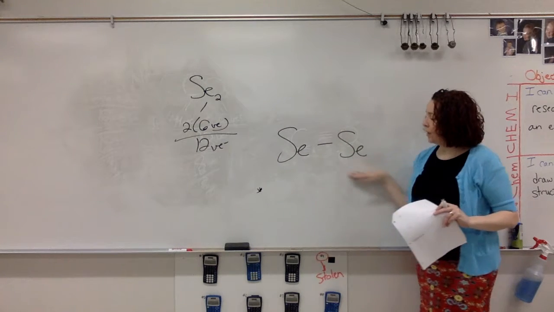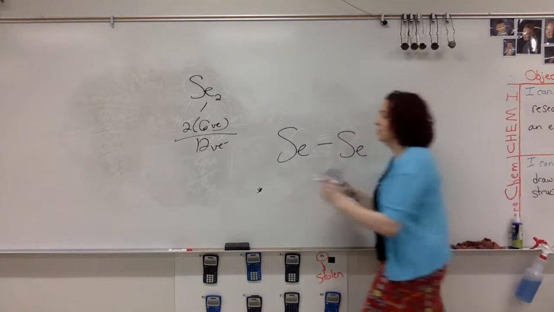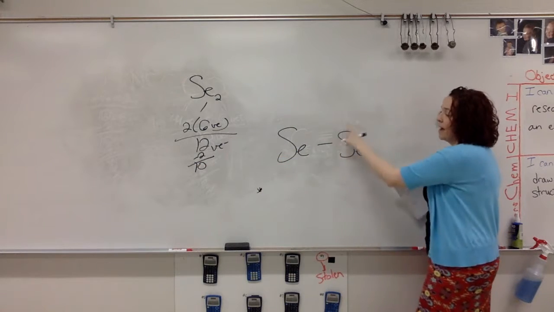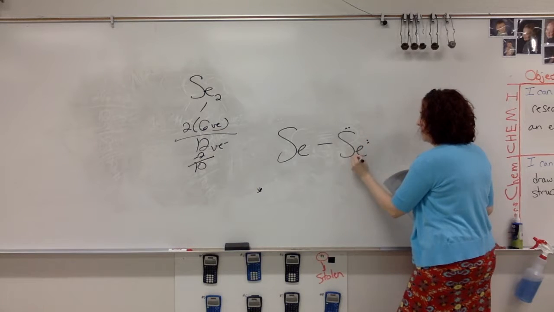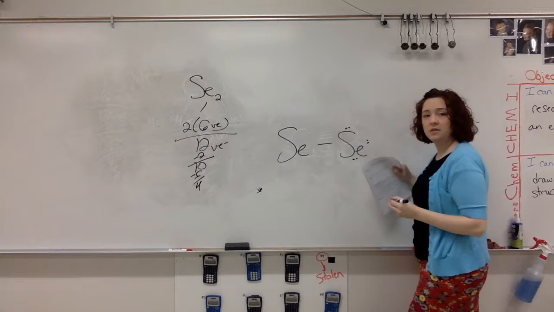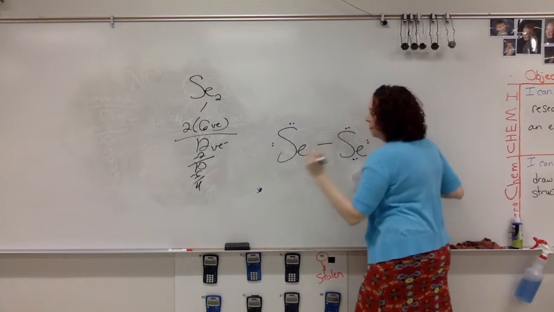Okay, so I drew my picture, I drew my covalent bond. I'm going to subtract 2. So I have 10 left. So I'm going to make my outside selenium happy. 3, 4, 5, 6. So that means I have 4 left. So those go on my central atom selenium.